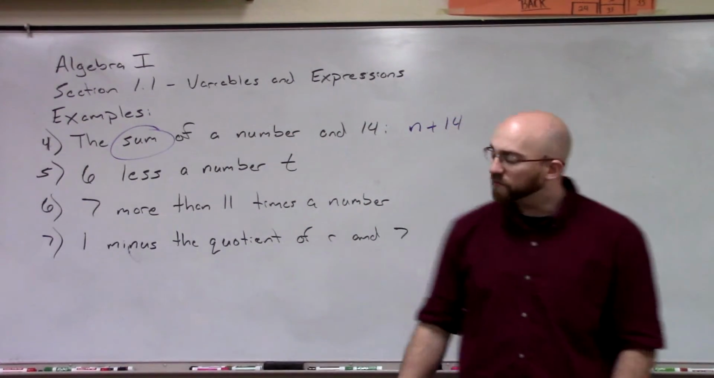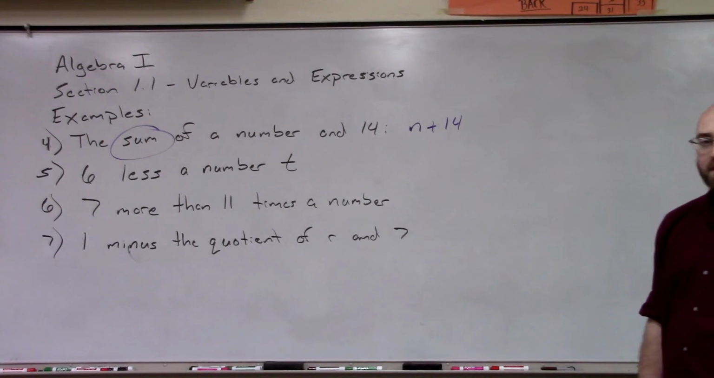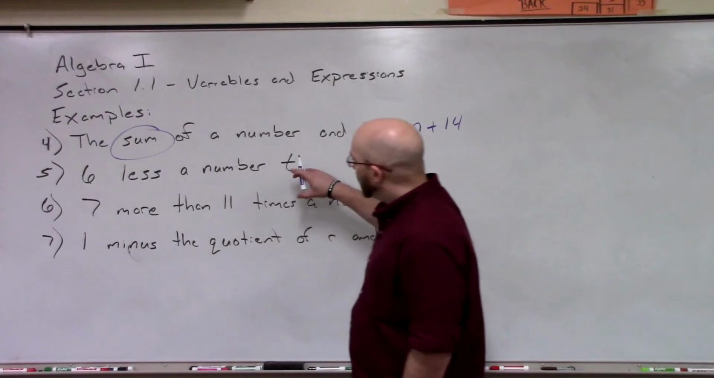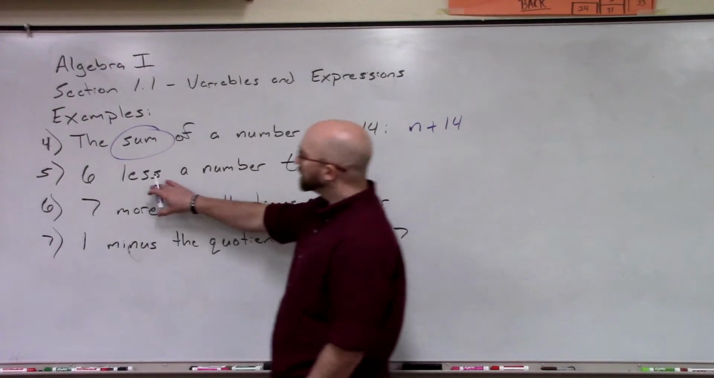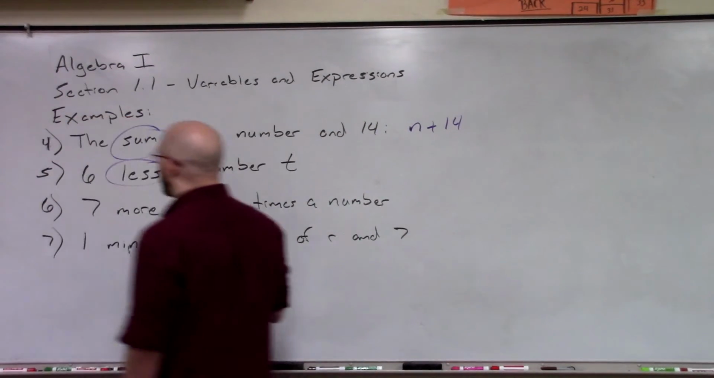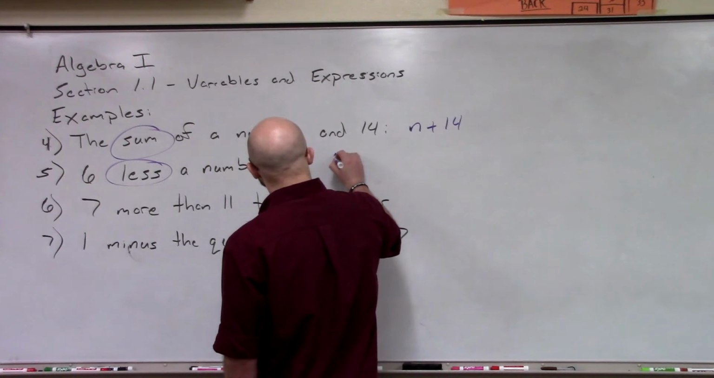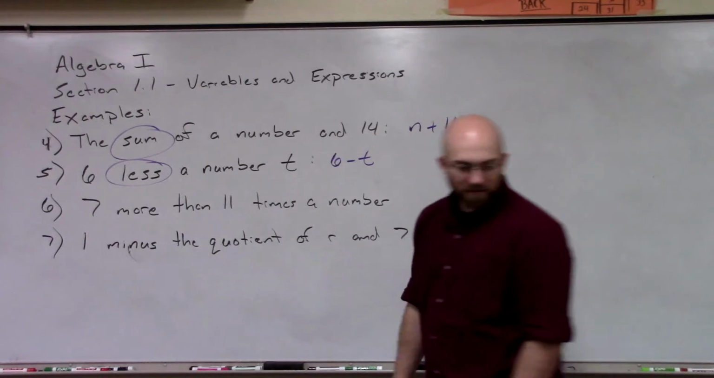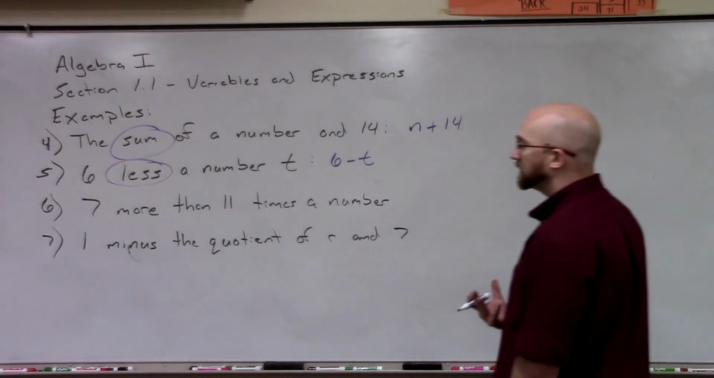Okay. The next one, 6 less a number t. So we have, again, one number, and we have our variable t this time. It actually tells us what to use as a variable, but the key word right here is less. Since that's the key word, we're going to say 6 less than t. Okay, so because it's less than, 6 is less than t.